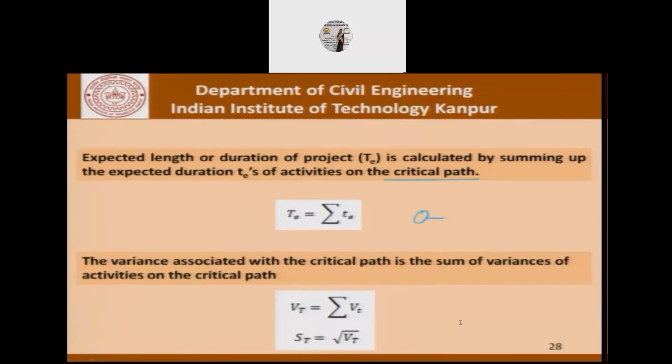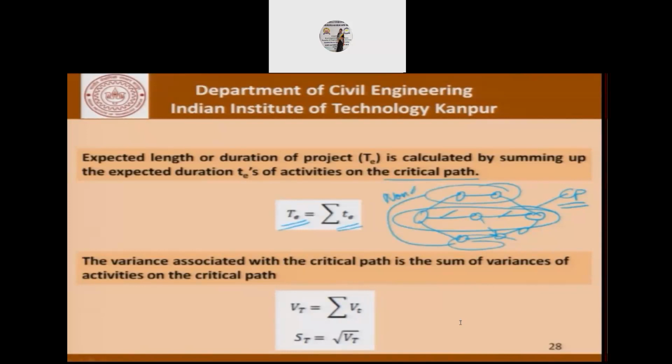So what we are saying is that if we say that this is the critical path, we are not denying that there are other paths. There can be other paths, but this is the critical path. So for this critical path, we take the activities on this path and try to find out the expected time of the project using only the expected times of the activities on the critical path. These activities which are non-critical will have to be dealt with separately.